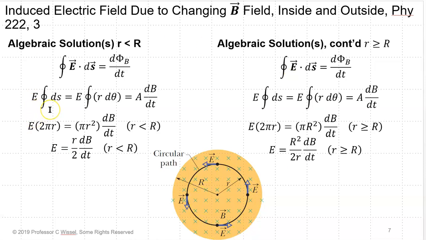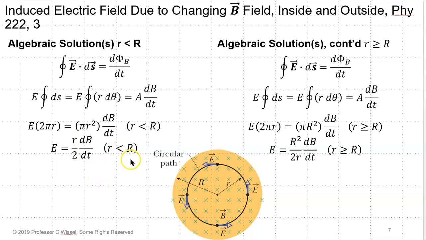So E times the integral of ds is E times the integral of r dθ. That has to equal area times dB/dt. Of course, the area times B is just Φ_B. The area doesn't change, only dB/dt is changing. So then we know that the integral is E times 2πr, which comes from the circumference of the circle. And the area, of course, is πr² dB/dt, and this is for inside this yellow area. So the expression for E is r/2 dB/dt.